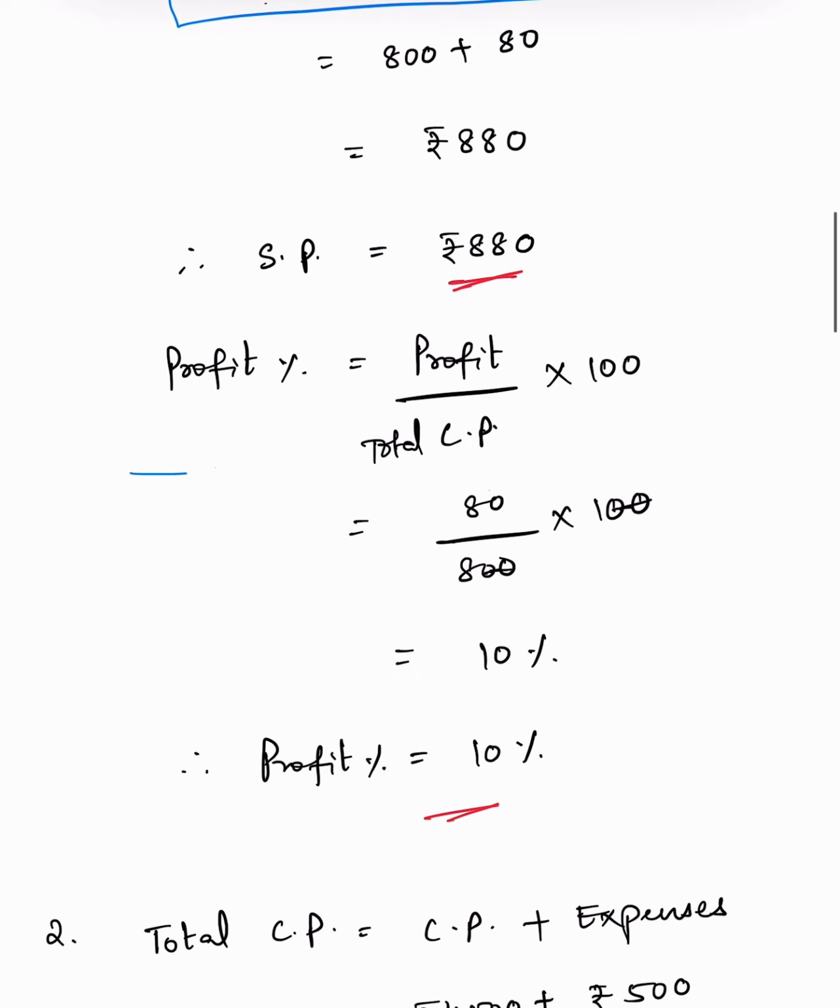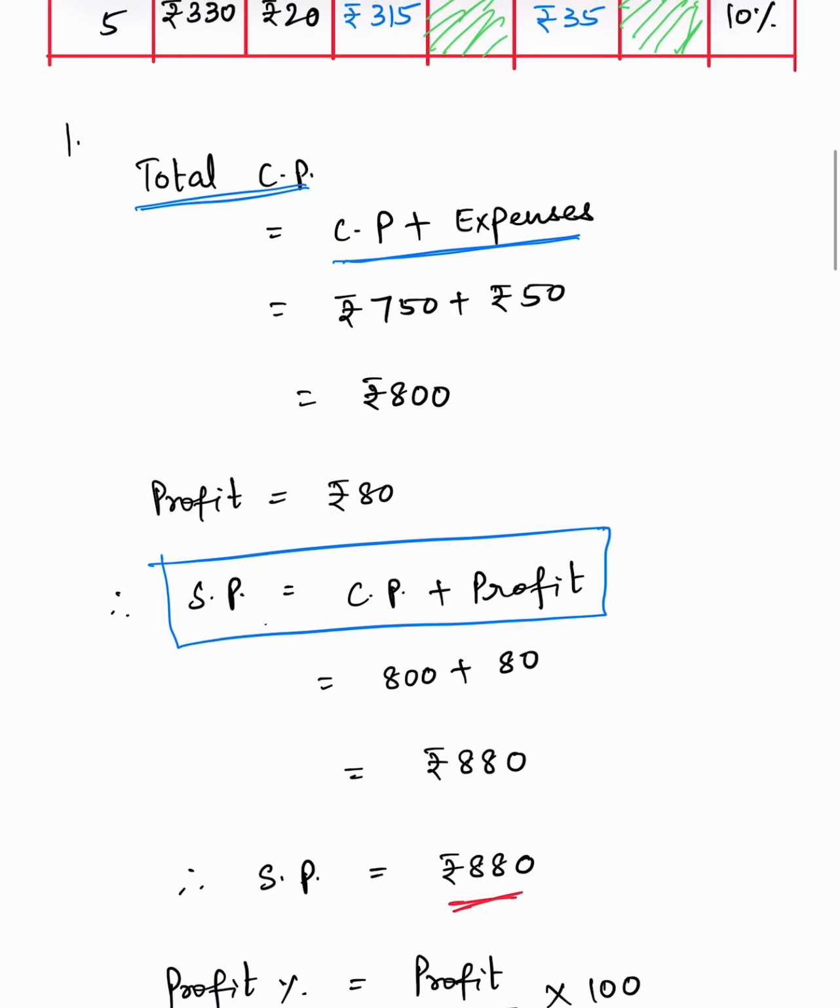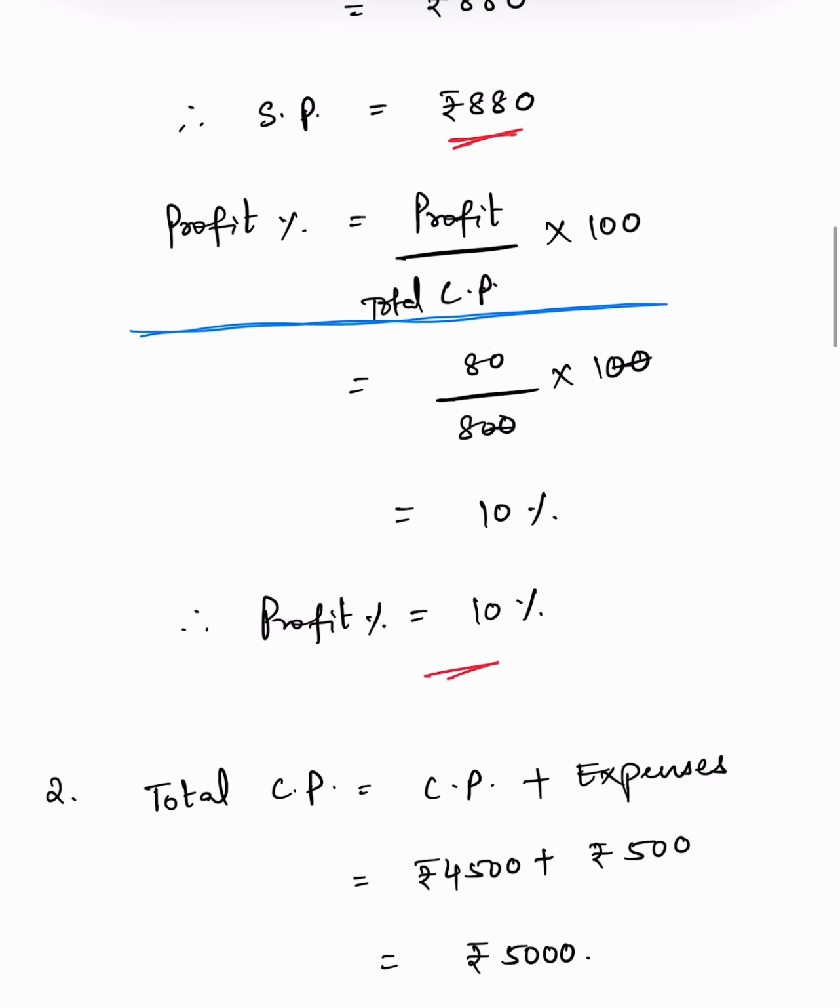Profit percentage. What is the profit percentage? Profit by total CP or cost price into 100. So what is the profit percentage here? 80 rupees is the profit. 80 by the total cost price, which is 800, because 750 plus 50 is 800. So 80 by 800 into 100, which is equal to 10%. So the profit percentage is 10%.